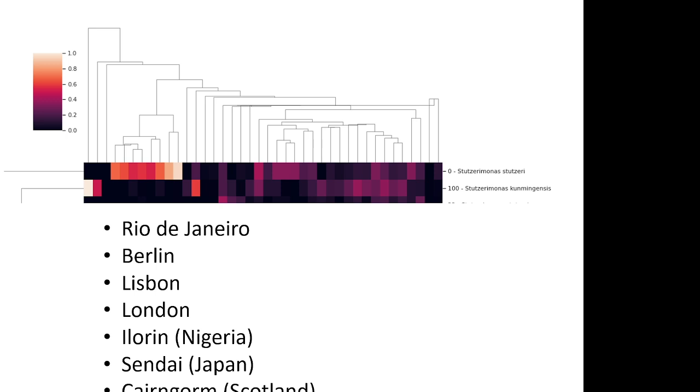Okay, so here I just want to address a little closer this question about the metadata and the subgroup. In this case, the subgroup whose identifier is 0 for Stutzerimonas stutzerii. So you can see that it's highly abundant in this group of cities. And the group of cities is listed here, right? And what is baffling us is that we look at this list and we don't see any meaning at all. Why would Rio de Janeiro and London and Sendai and Doha share this particular feature?